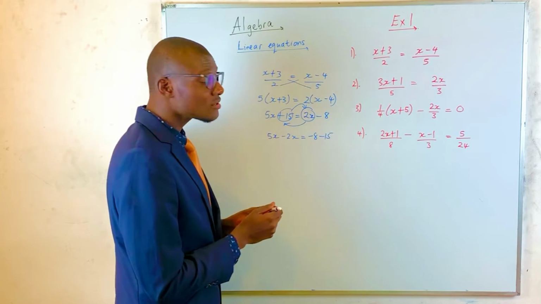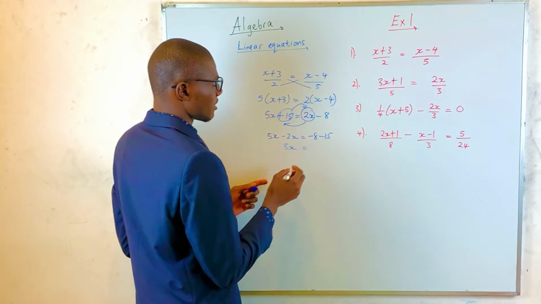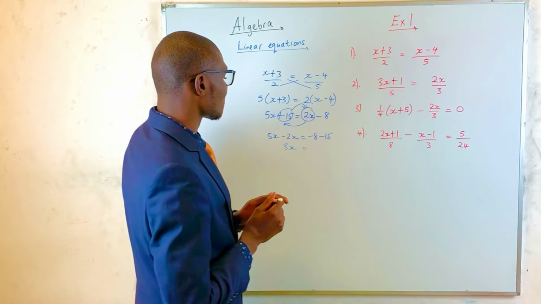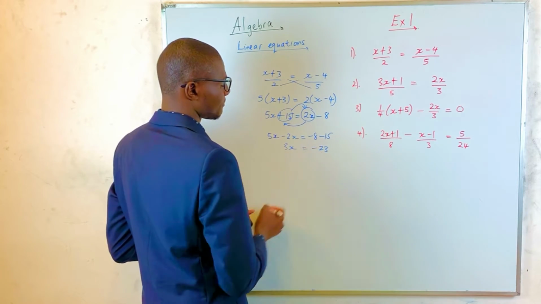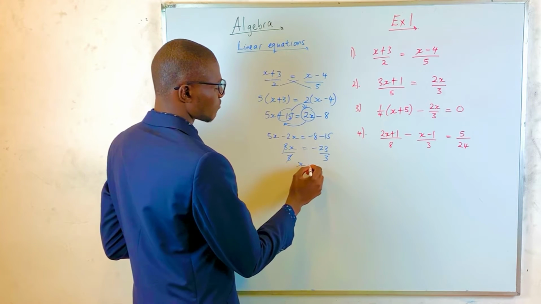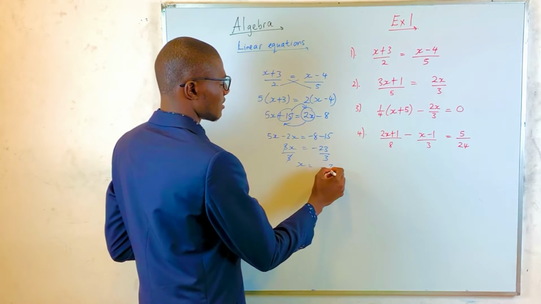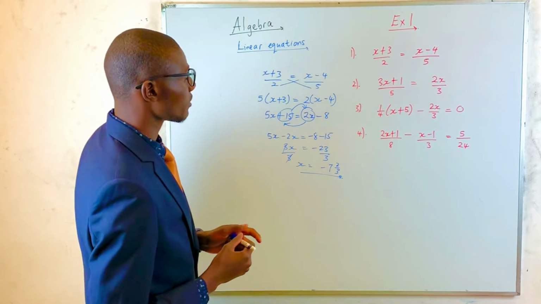Right, so if we compute this, 5x minus 2x, we get 3x. This should be equal to minus 8 minus 15, which is simply equal to minus 23. Then dividing both sides by 3, x will be equal to minus 7 and 2 over 3. So that's how we solve the first one.